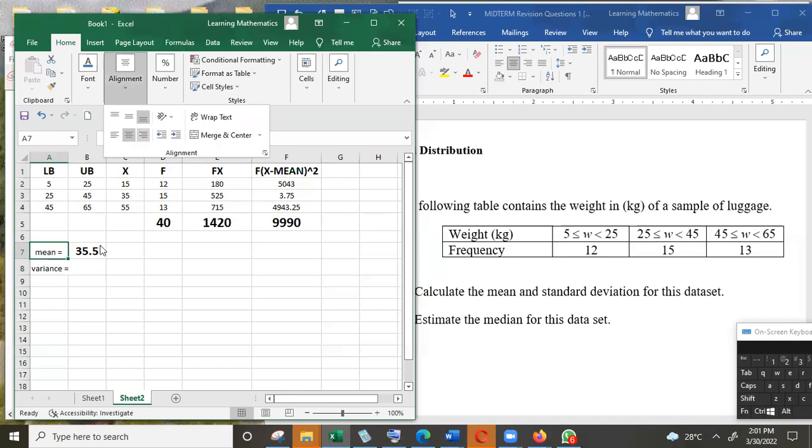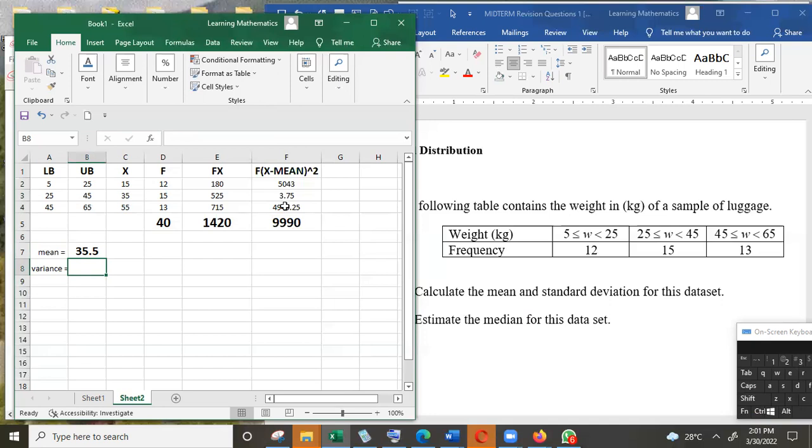Okay, so let's continue. So the variance now is equal to, all right, this is the numerator, so that's equal to F5 divided by D5. Okay, so that's the variance. And the standard deviation now is the square root of the variance. That's another statistic.